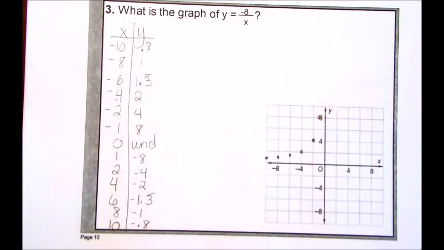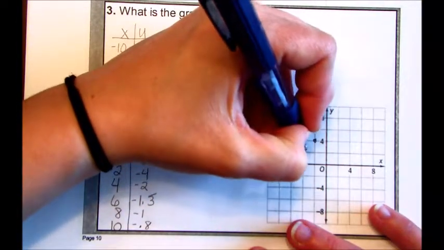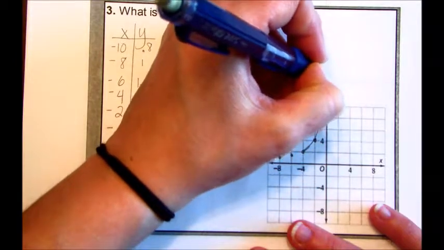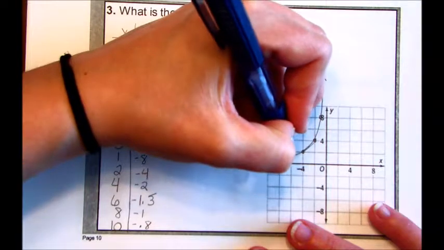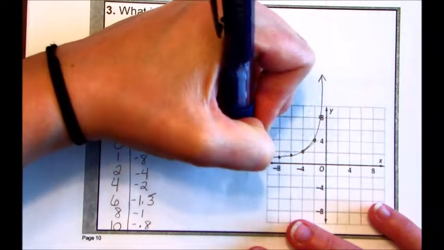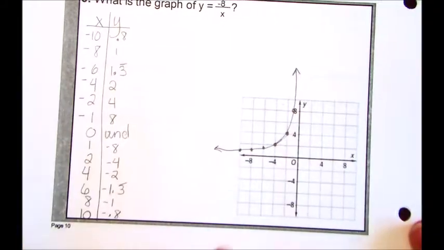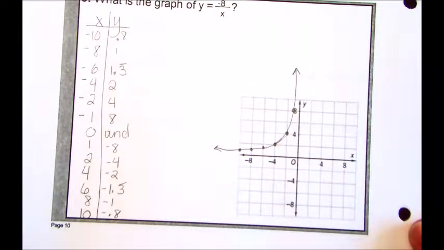We're getting a lot better of a graph this time, and you can see that shape starting to happen. So let's go ahead and connect. Remember, it's going to approach the y-axis and the x-axis, but it's never going to touch them. Going to start leveling out almost. Plot your other points. It's going to be in this quadrant over here. 0, there's no point. That's your undefined.